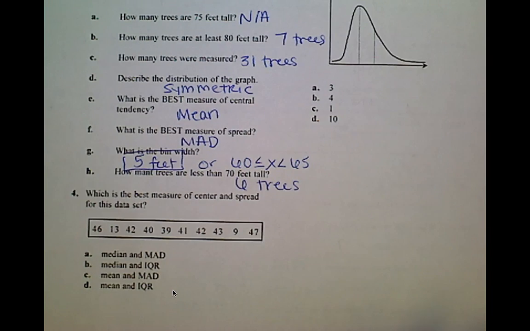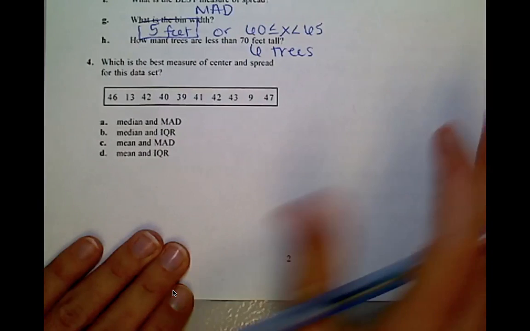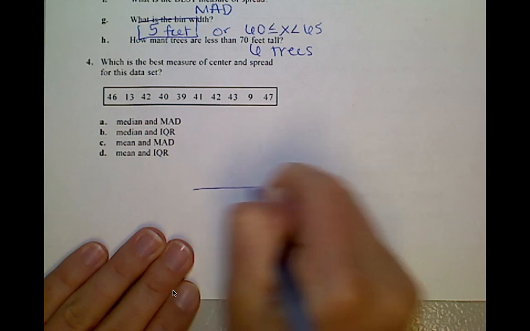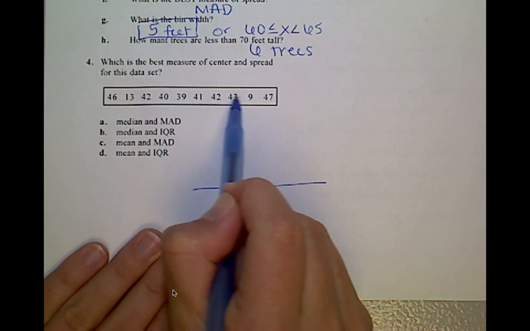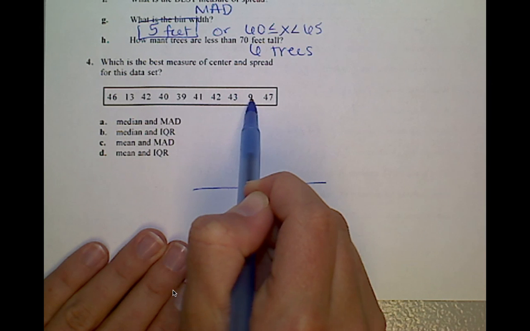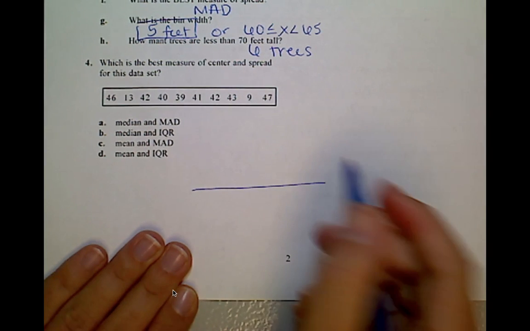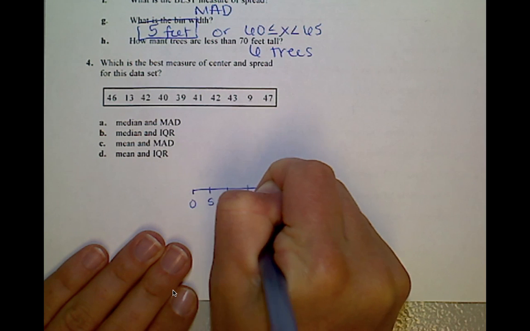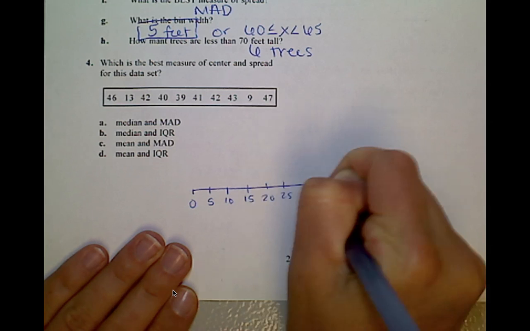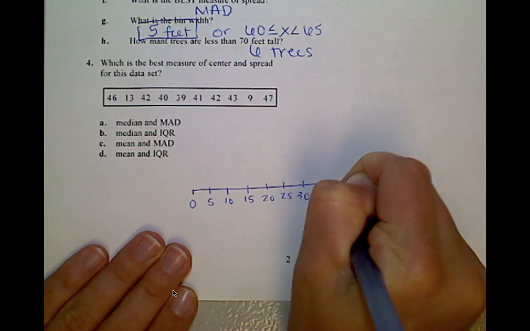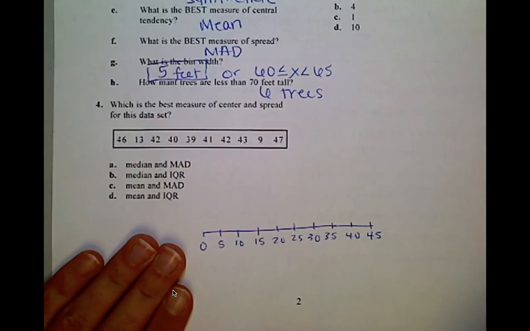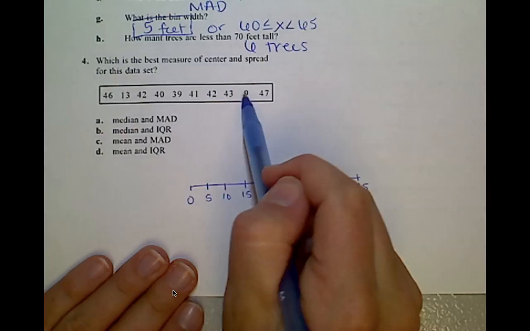What is the best measure of center and the spread for the data? So you've got 2 options here. You can either type it in and look at how the mean compares to the median, or I personally like making a dot plot. The smallest number I see here is 9, and the biggest number I see here is 47. So I'd probably count by 5: 0, 5, 10, 15, 20, 25, 30, 35, 40, 45. Counting by 5s, because that's a pretty good amount of data that they're covering.